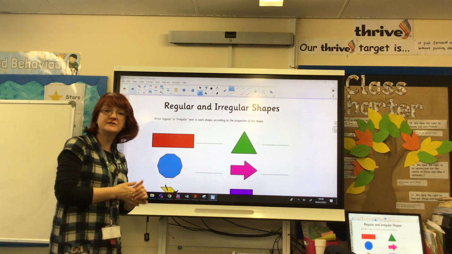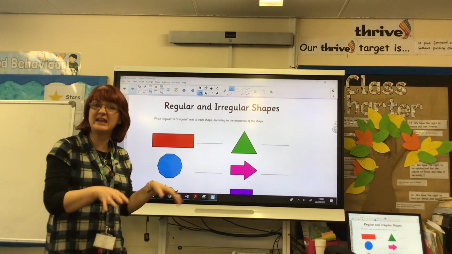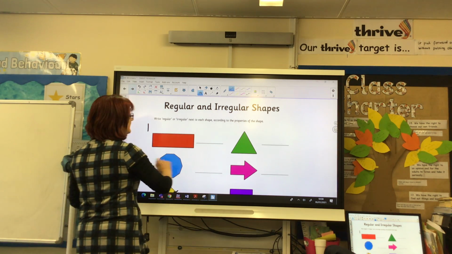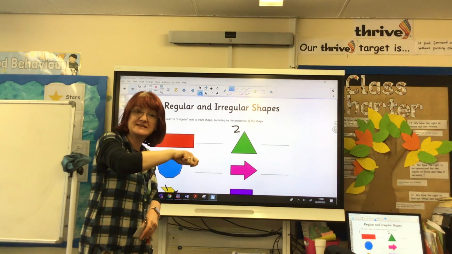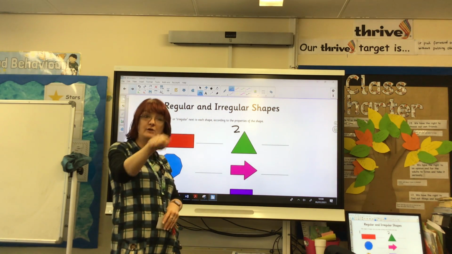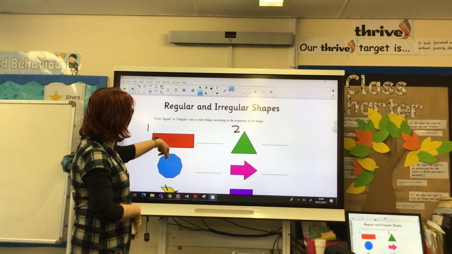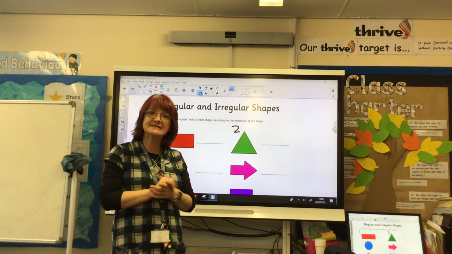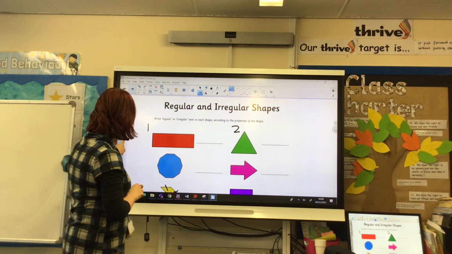Now, this is a worksheet that's on Teams. You can either download it, you can look at it, you could write your answers in the book. On a piece of paper, you might just write number 1 there and number 2 there, and then you could just put 1 on a piece of paper and write whether or not it's regular or irregular if you can't download the sheet. So what you have to do is look at the shape and decide if it's regular, all sides the same, or irregular, all sides different.